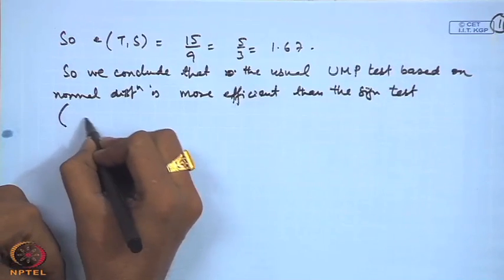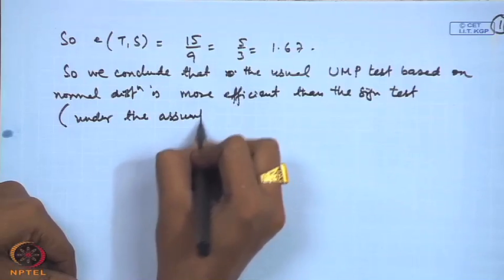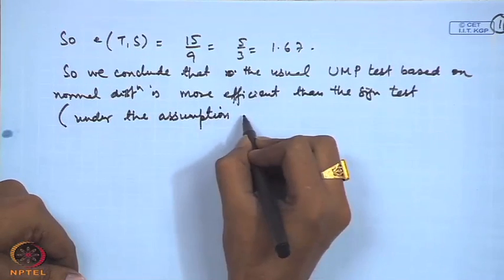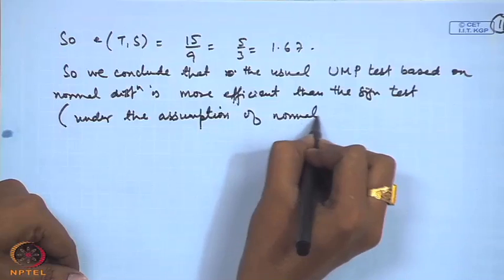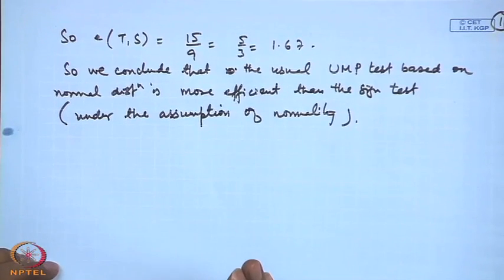Now this is under the assumption of normal distribution. If the normal distribution is not there, then certainly you cannot use this. So if the distribution is known, certainly we will use that information. Now this is for the power 0.9. If we use some other power, say 0.95 or 0.92, then certainly this efficiency level will change. But certainly it means that the test based on the normal test is more efficient than the sign test here.